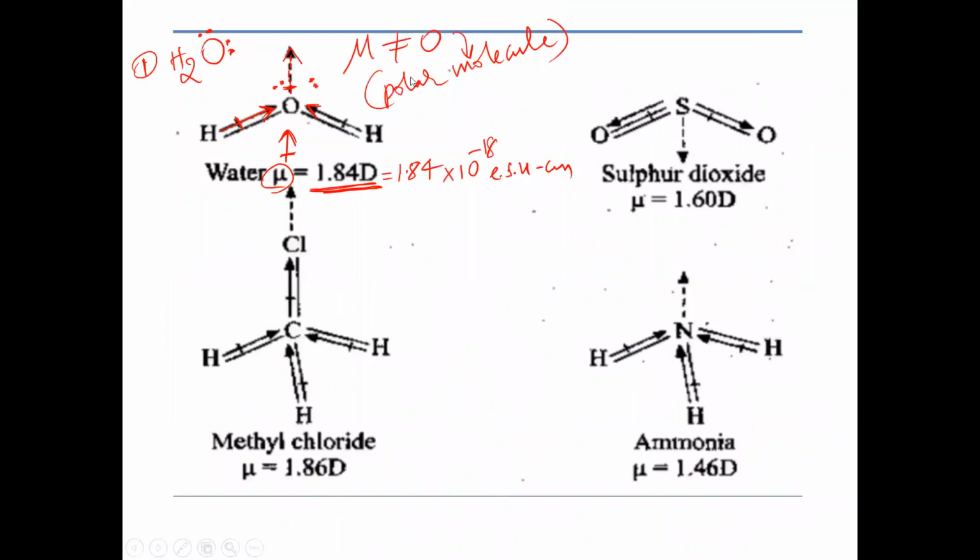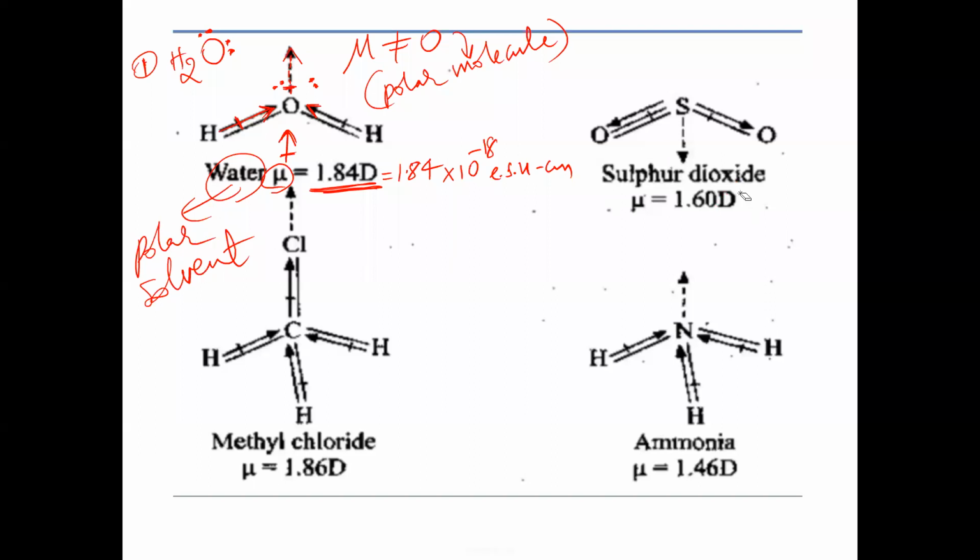In this case, why is it a polar molecule? Because the dipole moment is not equal to 0. Some dipole moment value is there, that's why it is non-zero. Therefore the H2O molecule is a polar molecule. Therefore water is called a polar solvent, because this water solvent has polar molecules.